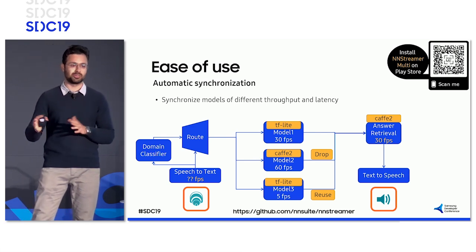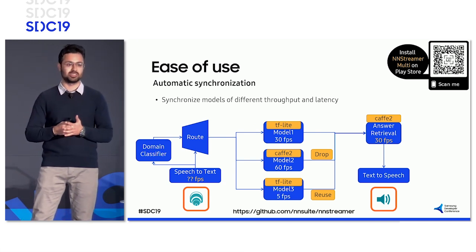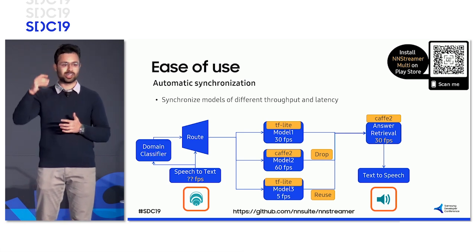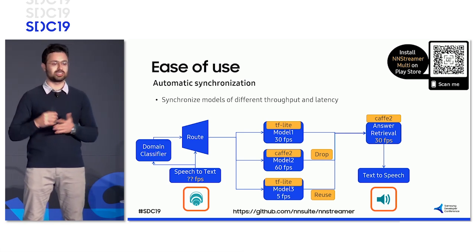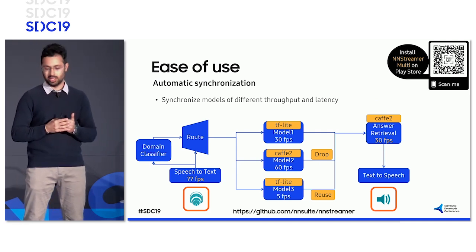It will drop some of the frames. It will drop exactly 1 and 2 frames for model 2 and make its output at 30 FPS. Correspondingly, it will reuse the frames for model 3 so that all the outputs of these models are synchronized and can be used by the answer retrieval module.